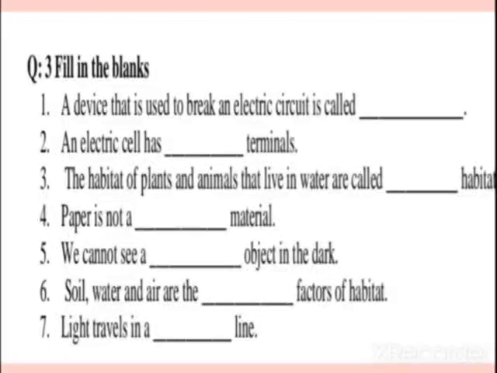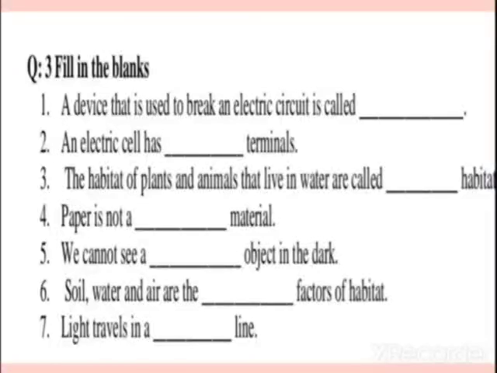Number 3, the habitat of plants and animals that live in water is called dash habitat. So the habitat of plants and animals that live in water, it means aquatic habitat. Then number 4, paper is not a dash material. You know, paper will not be attracted by a magnet. So we can say paper is not a magnetic material.